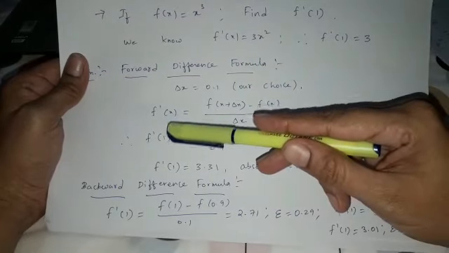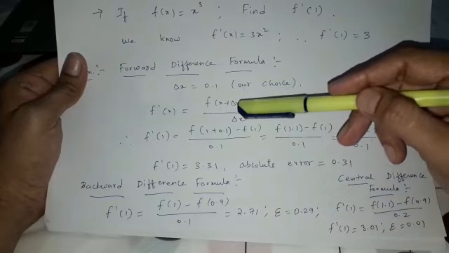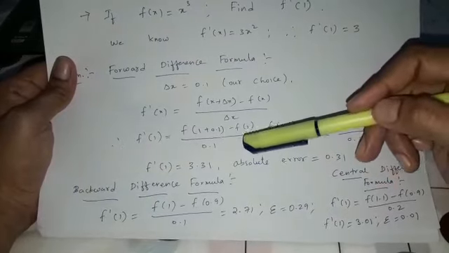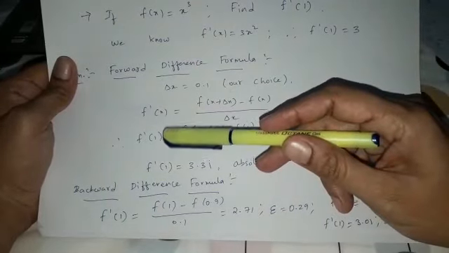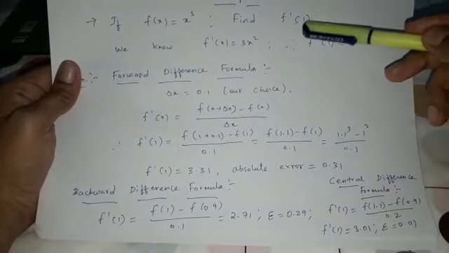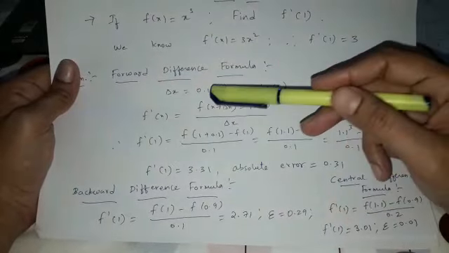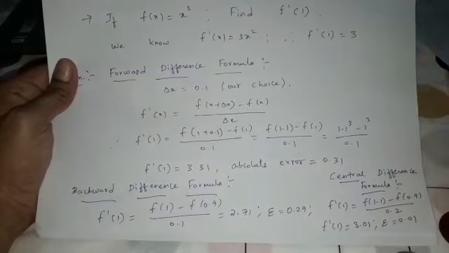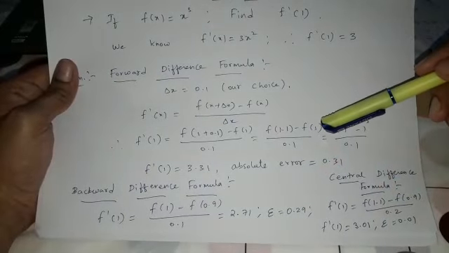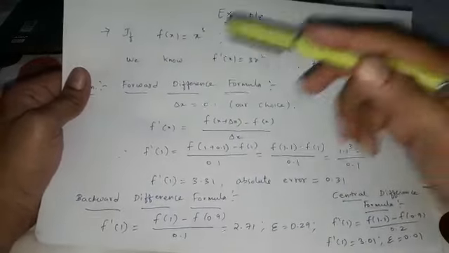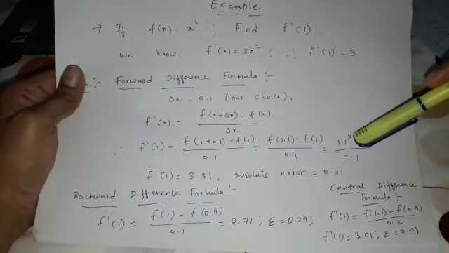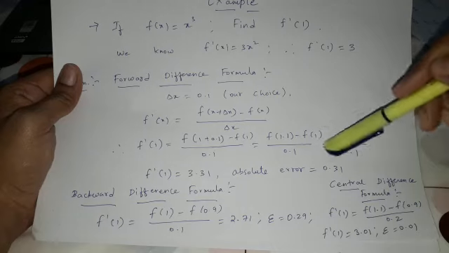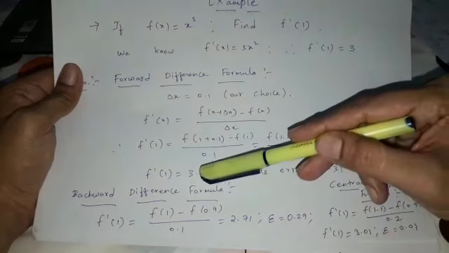Okay, so f dash of 1 will become f of 1 plus delta x, which is 0.1. So f of 1 plus 0.1 minus f of 1, because I want to find f dash of 1. So x is your 1 and delta x is your 0.1, over delta x, which is 0.1. So we'll get f of 1.1 minus f of 1 over 0.1. Okay, so f of x is x cube, so f of 1.1 is 1.1 the whole cube minus f of 1, which is 1 cube, over 0.1. So if you do this, you will get 3.31.